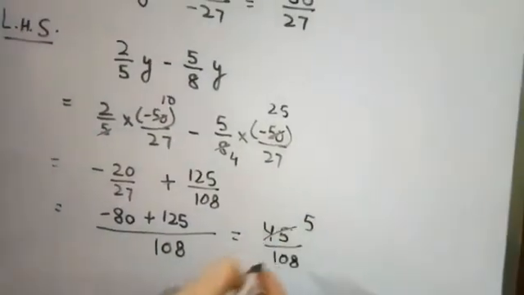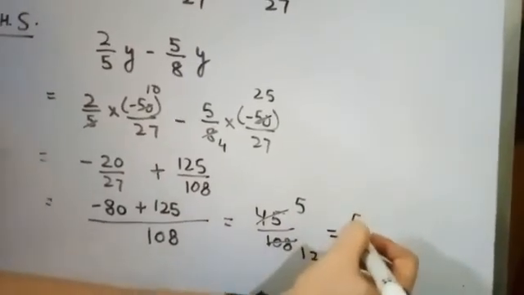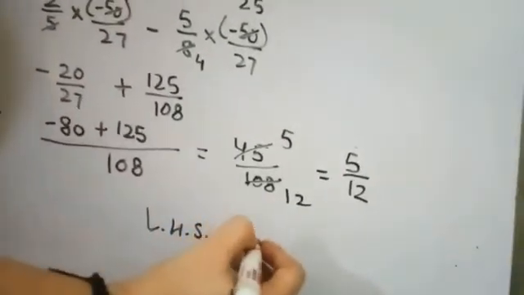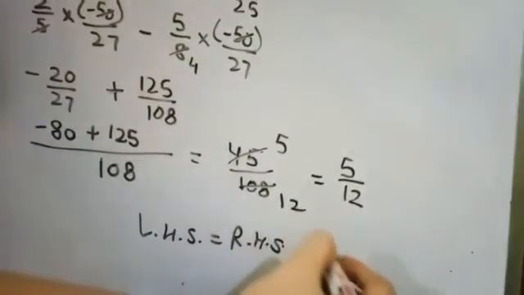9 5s are 45, 9 1s are 1, 9 2s are 18. It is now 5 by 12, and what we are having in RHS is 5 by 12. So now LHS is equal to RHS, hence verified.